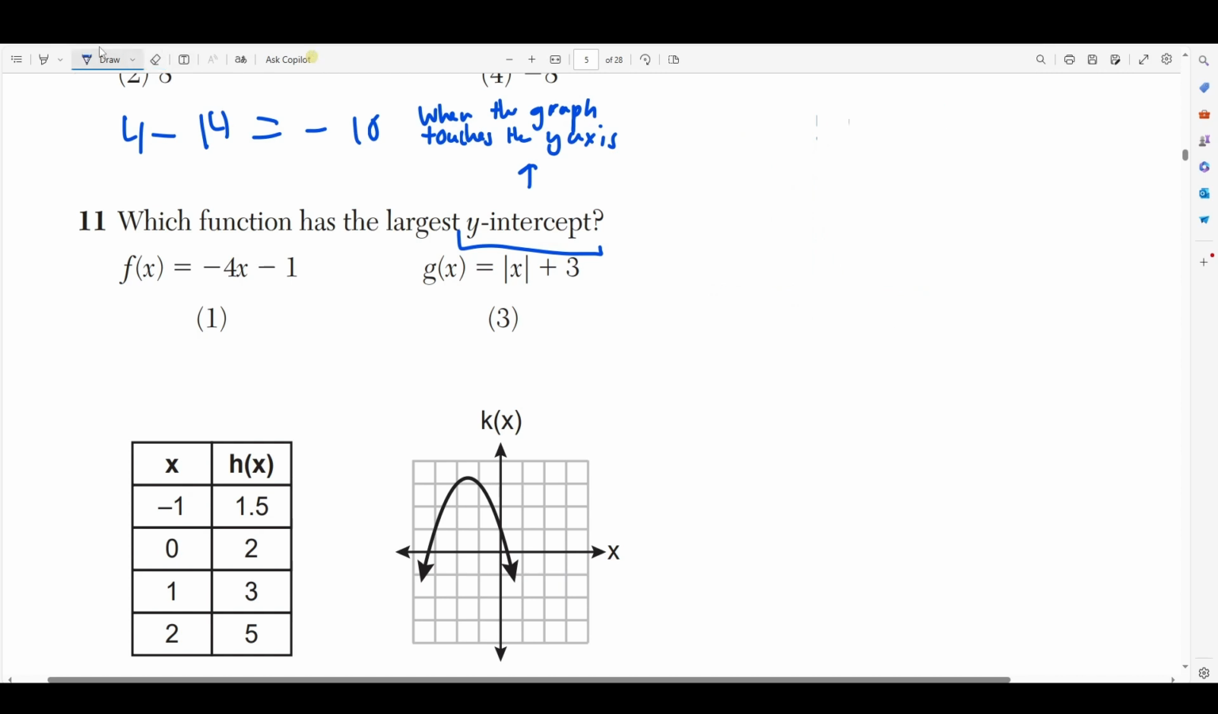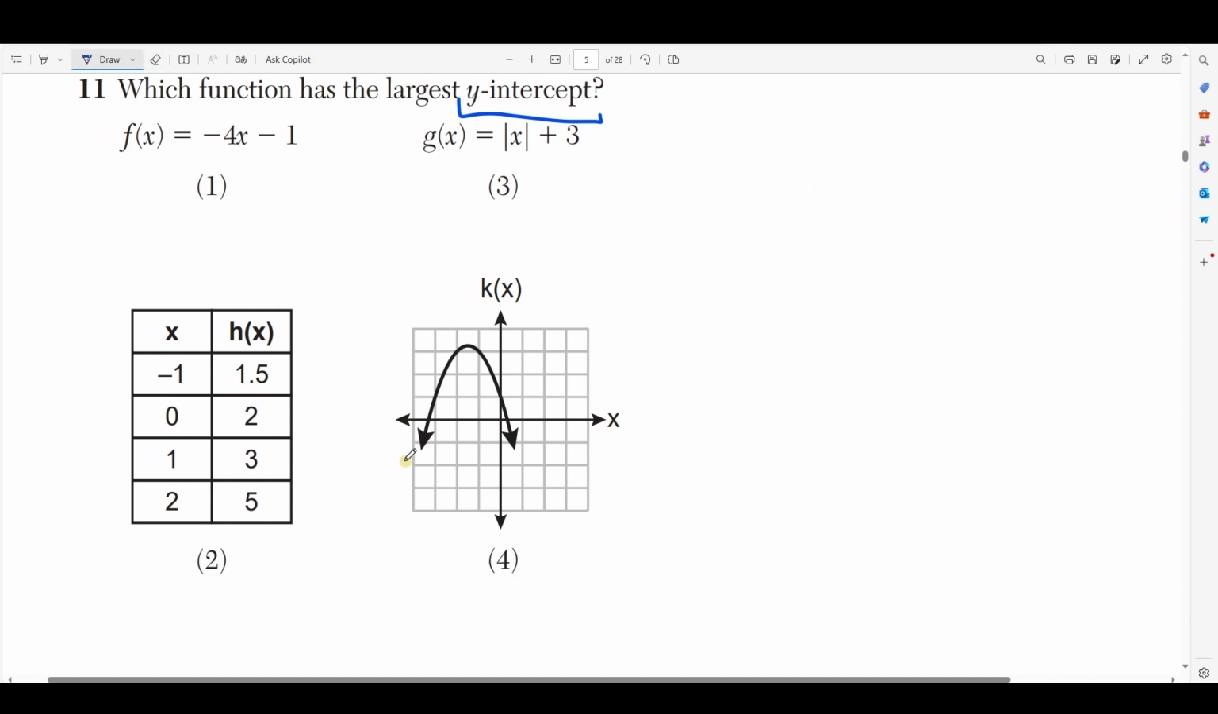Okay, so if we look over here in this graph, the first time that this graph or this curve touches the y-axis is going to be at the point y equals 1, right? So our y-intercept here is 1.